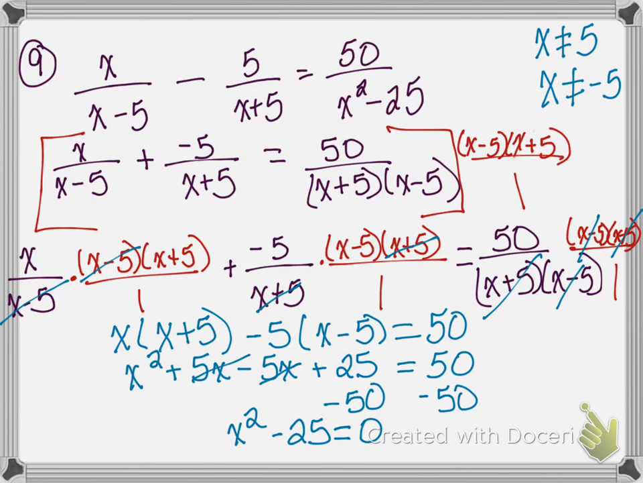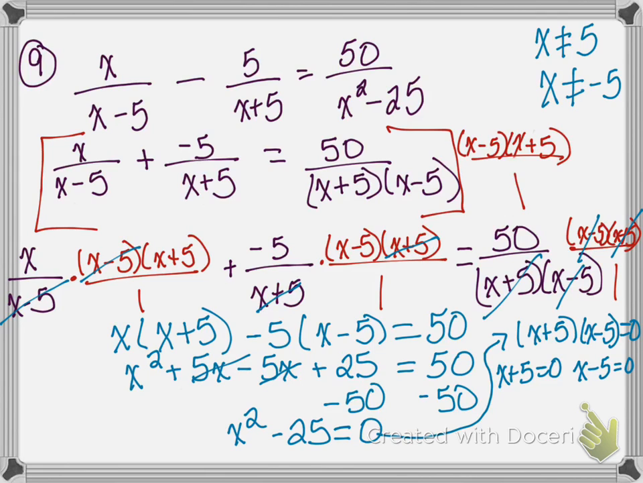Okay? Now, I'm going to factor this. X squared minus 25 factors to x plus 5, x minus 5 equals 0. X plus 5 equals 0, and x minus 5 equals 0. Okay, so x is negative 5, and x is 5. Now, sometimes we're just so glad to be done, we circle the answer.